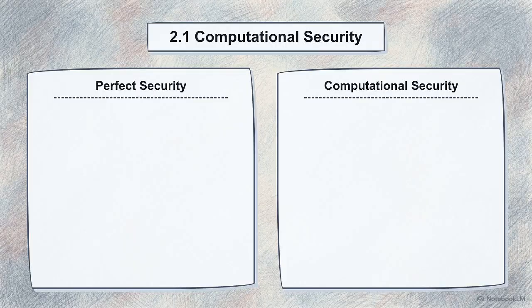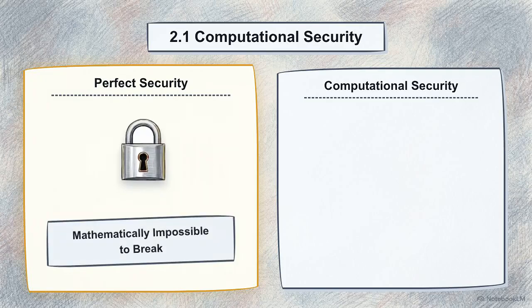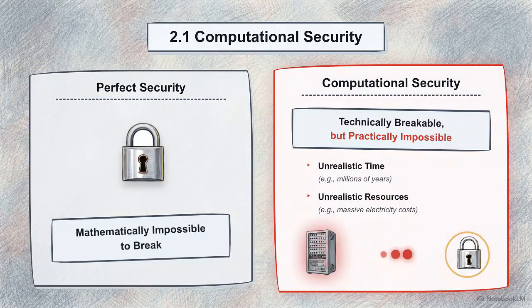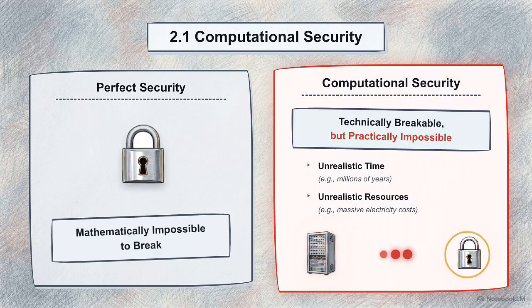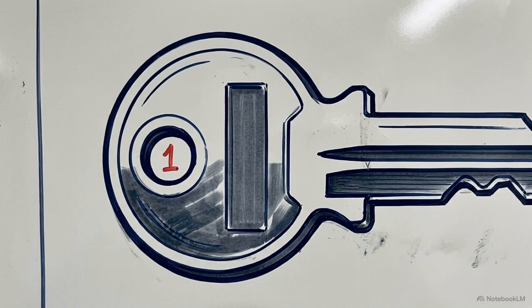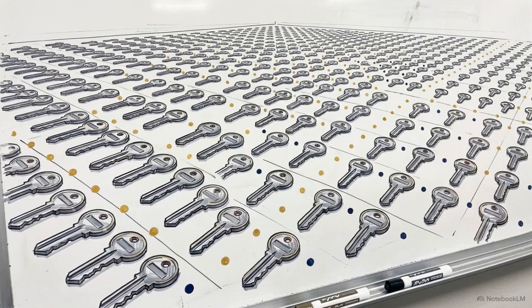Let's look at this table comparing perfect and computational security. Theoretical perfect security means a system is mathematically impossible to break. Computational security, however, means a system is technically breakable but requires an impractical amount of time and resources to do so. To understand why we rely on computational security, we need to define the key space, which is simply the absolute total number of possible keys in a given encryption system.